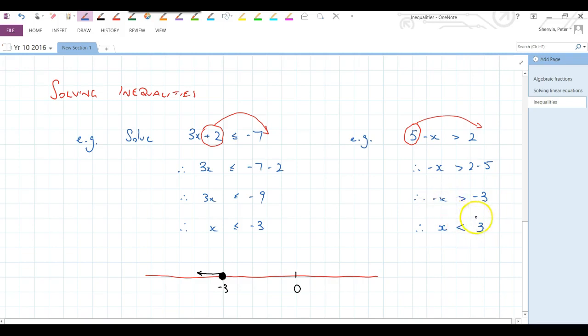Now, if you think about that, that makes sense, because if x is less than 3, let's look at this. x is less than 3. Take a number less than 3, say 2. Put 2 in here. Minus 2 is greater than minus 3. That is correct. It is greater than minus 3.